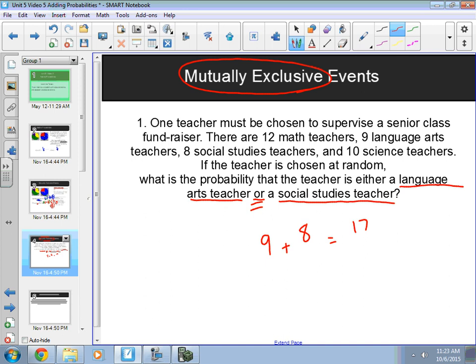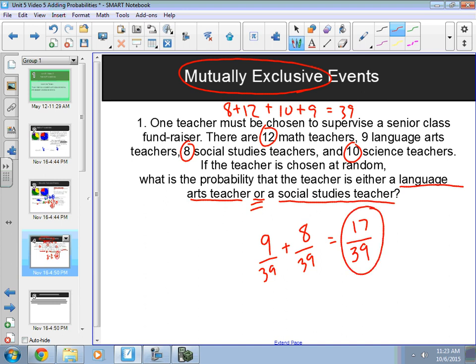We do need to figure out how many total teachers there are, though, to finish answering the question. If we add up all these teachers, 8, 12, 10, and 9, there are 39 total teachers. So both of these would be out of 39. So we have a 17 out of 39 chance that the teacher would be either a language arts or a social studies teacher. When you're answering your question, that answer is okay.